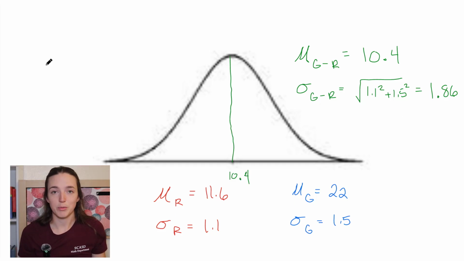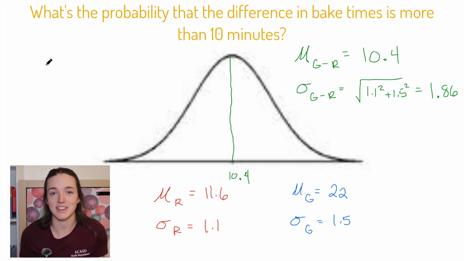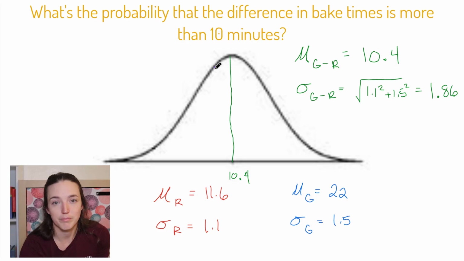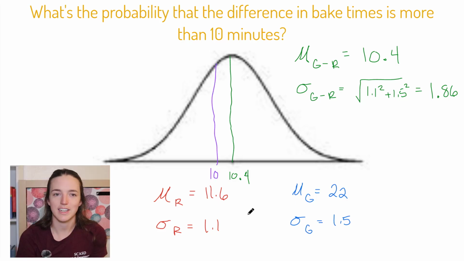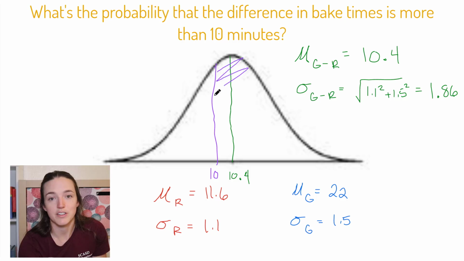Okay, so let's say we're asked, what's the probability that the difference in bake times is more than 10 minutes? Well, the mean of this distribution is 10.4. So 10 would be pretty close to 10.4. It's going to be really close to 10.4. More than 10 minutes would be to the right. We want to find this area over here.